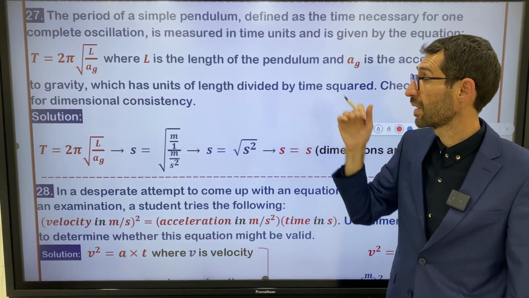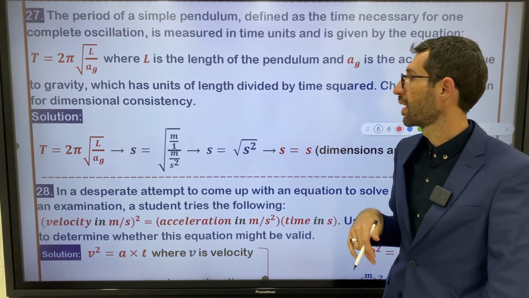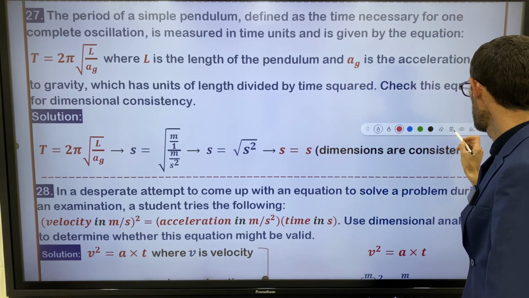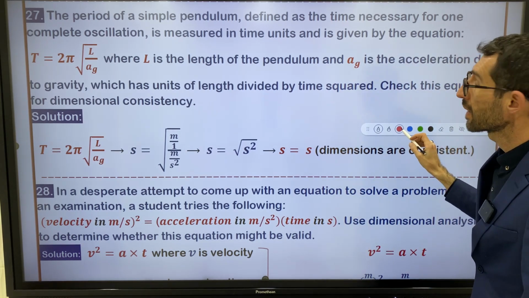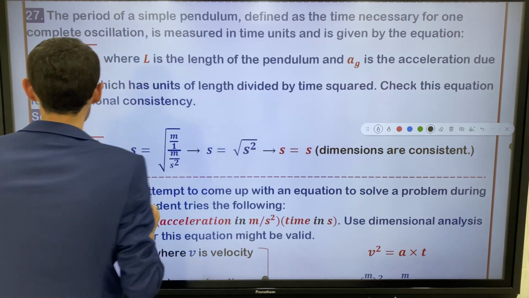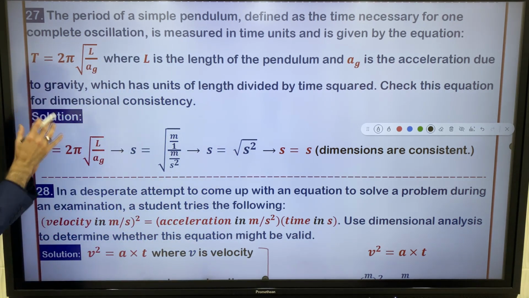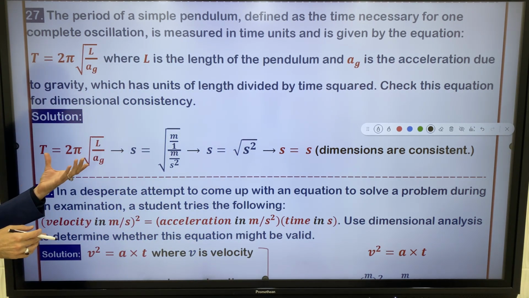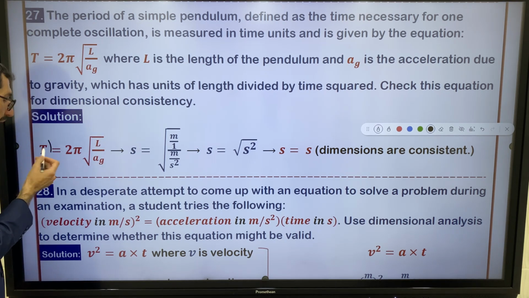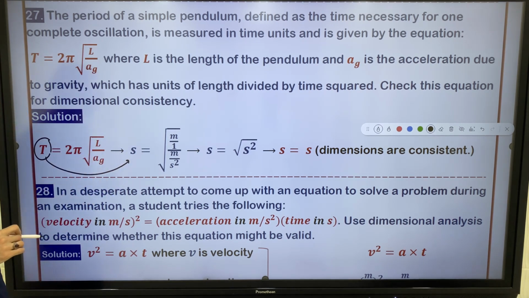Let's check it together, whether the equation is right or wrong. Let's just solve it right now. We bring the equation down. You have to write down the equation. T is equal to 2 pi radical L over a_g. T means time, the time period. Time is measured in seconds.